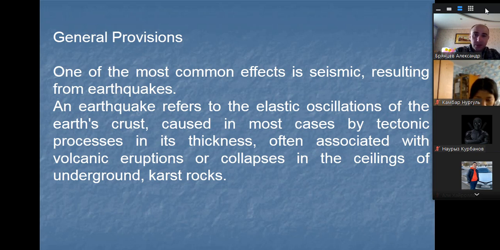But at the same time, we have special measures which can help us protect a building from collapsing and from errors during an earthquake, during seismic activities.